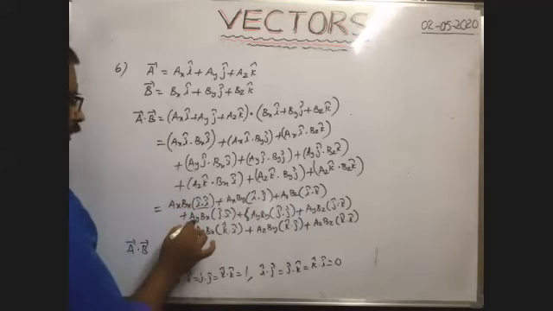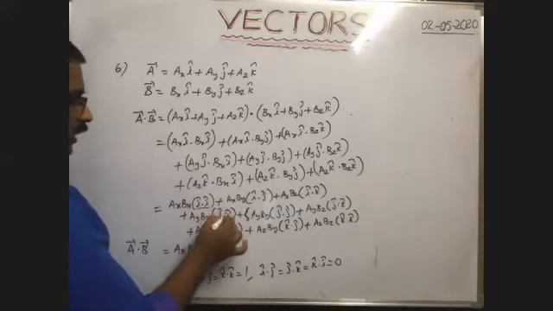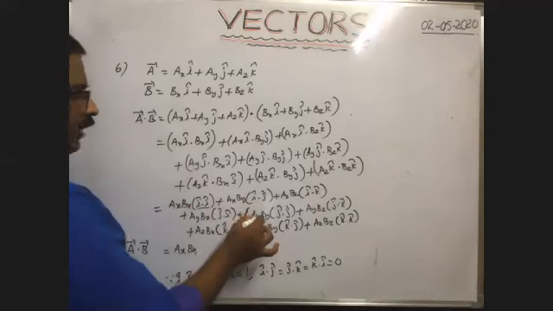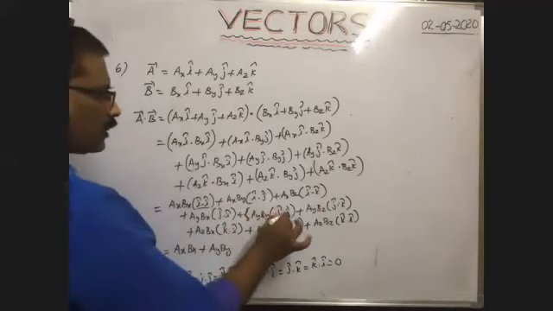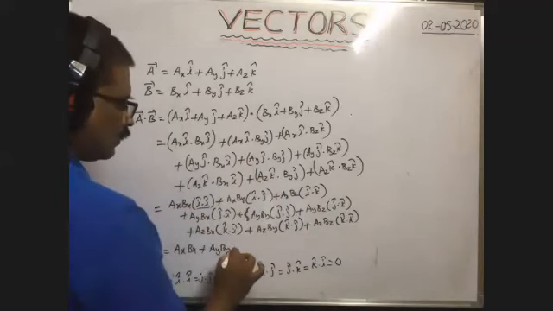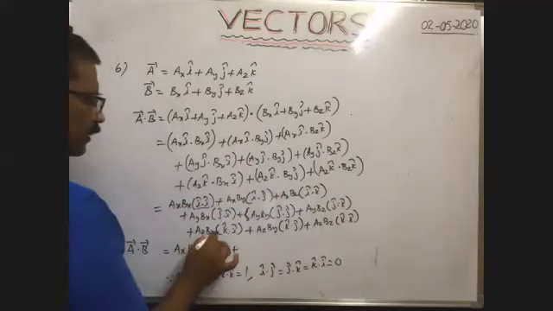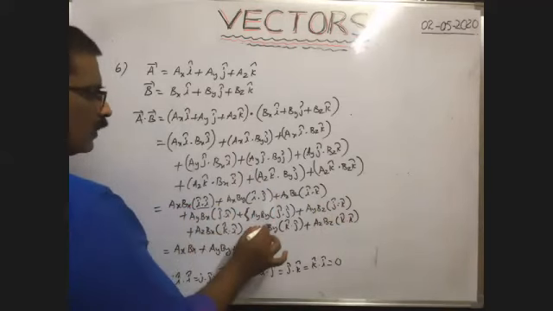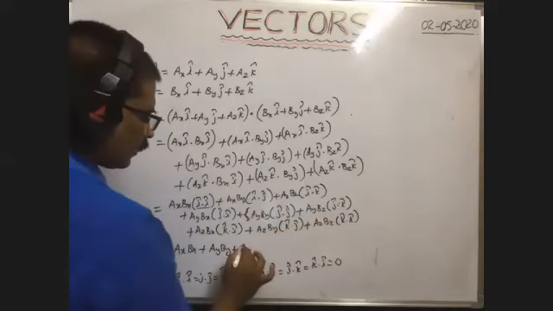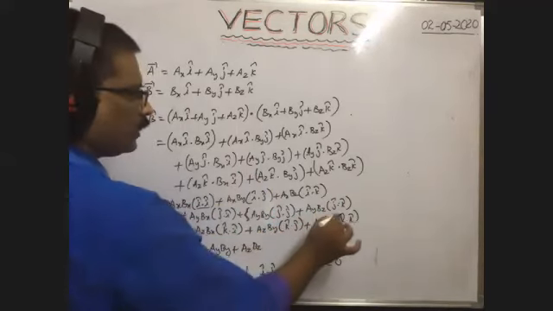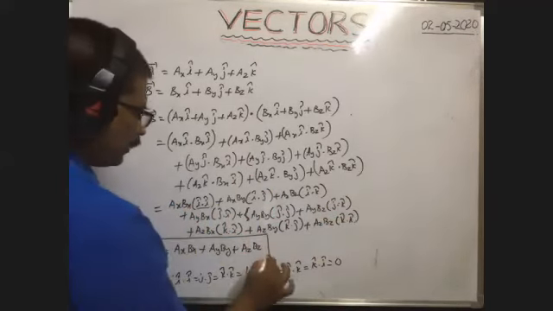Next ay bx into j cap dot I cap. That means the dot product between dissimilar unit vectors, 0. Ay by into j cap dot j cap means 1, plus it is 0. J cap dot k cap is equal to 0, no. Next az bx into k cap dot I cap, it is 0. Az by into k cap dot j cap is 0, and az bz into k cap dot k cap is equal to 1. So finally after simplification you will get directly this formula.